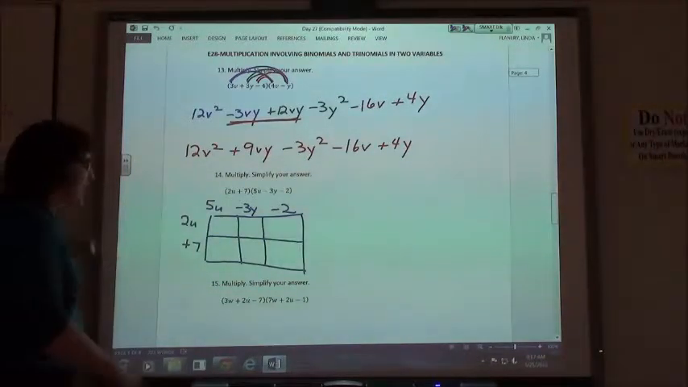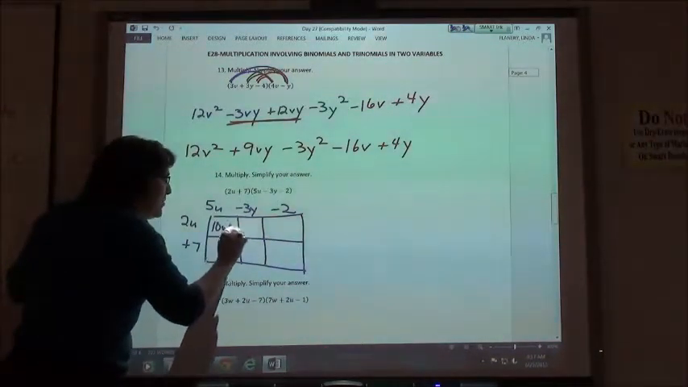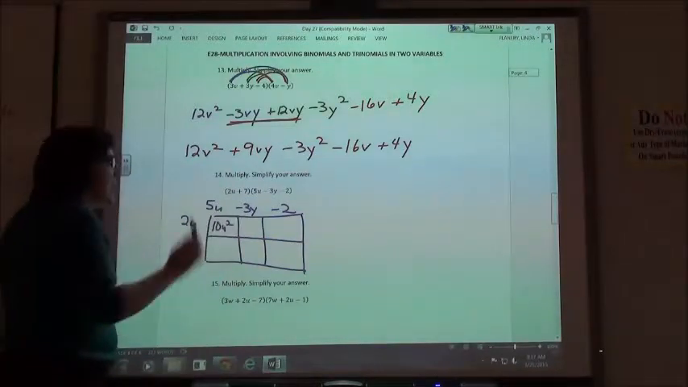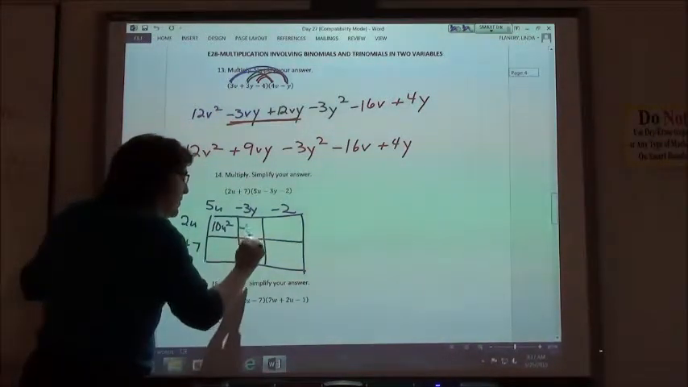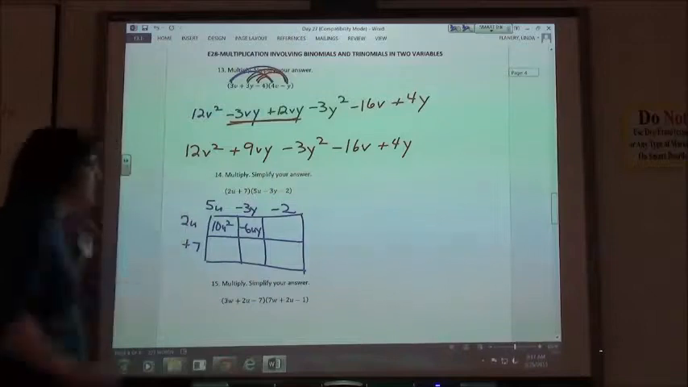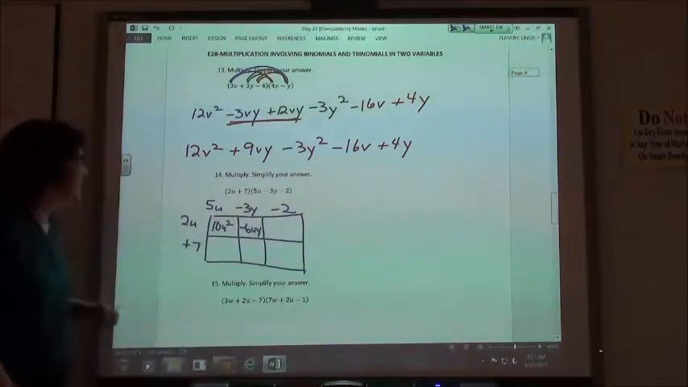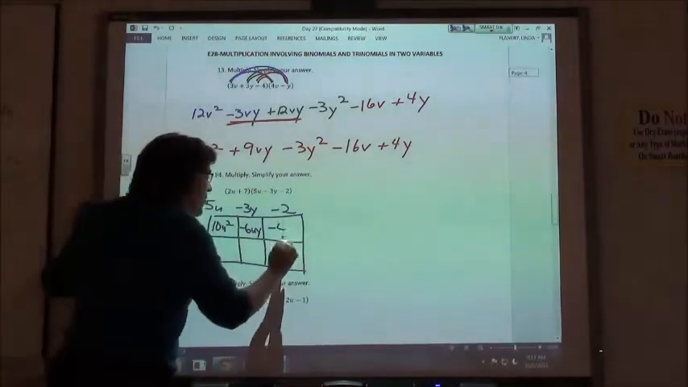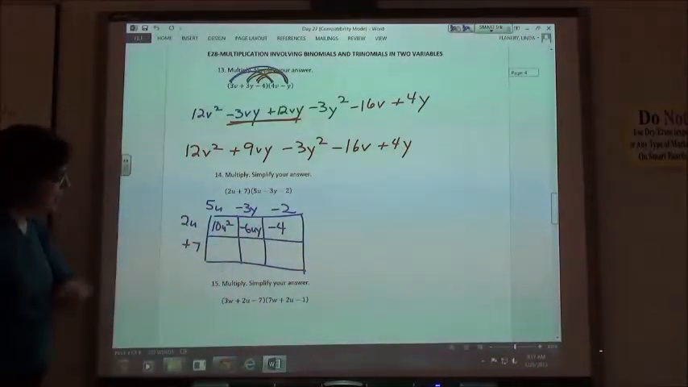2u times 5u, 10u squared. 2u times a negative 3y, negative 6uy. Should have made my boxes a little bigger. 2u times minus 2, negative 4u. So now I've done that first bunch, I can do the second bunch.